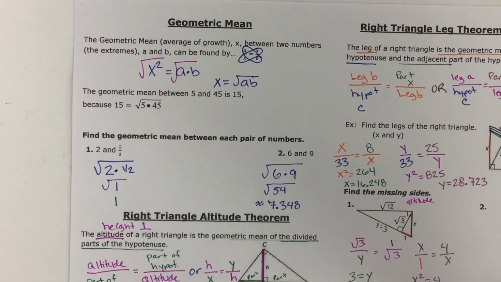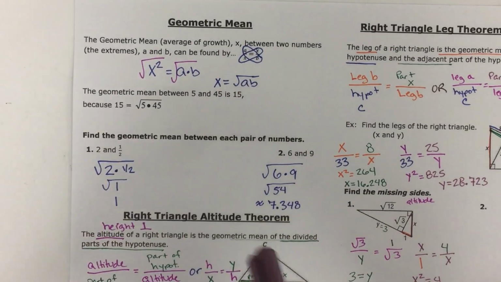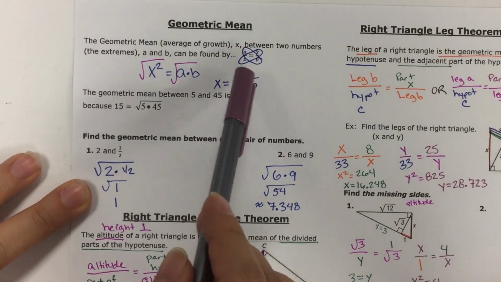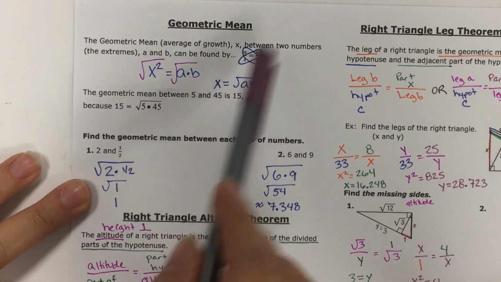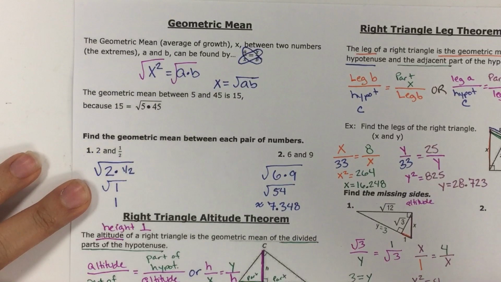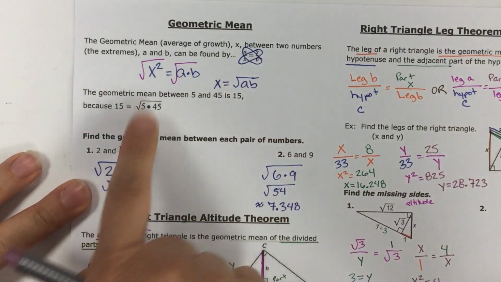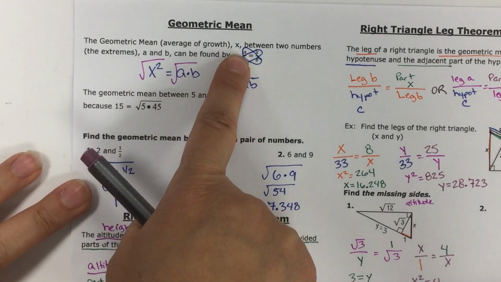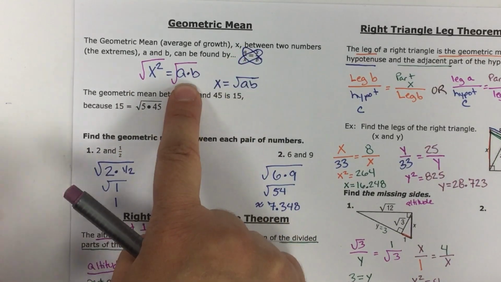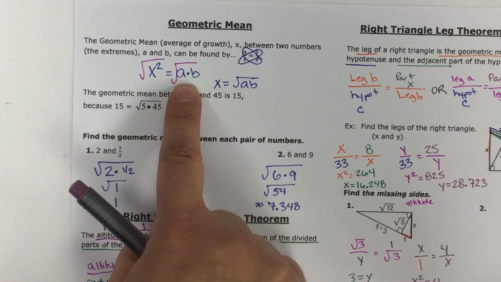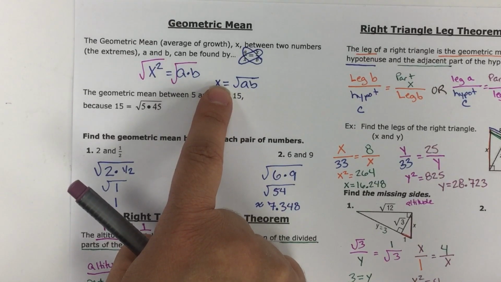We're looking at the geometric mean. The geometric mean is the average growth between two extremes, two numbers. This is still like our proportions, where you have something over something equals something else, and we do that cross multiplication. The difference here is that we have x times x, which is where the x squared comes from, and then whatever numbers you have for a and b, we multiply those. To find the actual value, we take the square root.